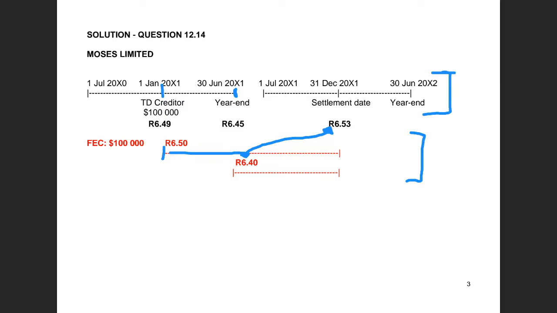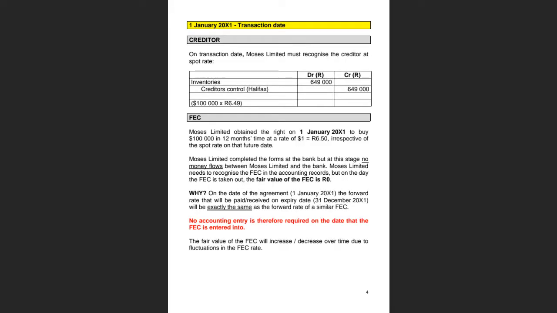So let's have a look at what our journal entries are going to look like. On the transaction date, we're going to pass a journal entry to recognize the inventory. So we're going to debit inventory. We're going to credit the creditor, because we're trying to increase the creditor, at a rate of 6 Rand 49. So we are recognizing the creditor and accounting for the inventories, and it's at 6.49.